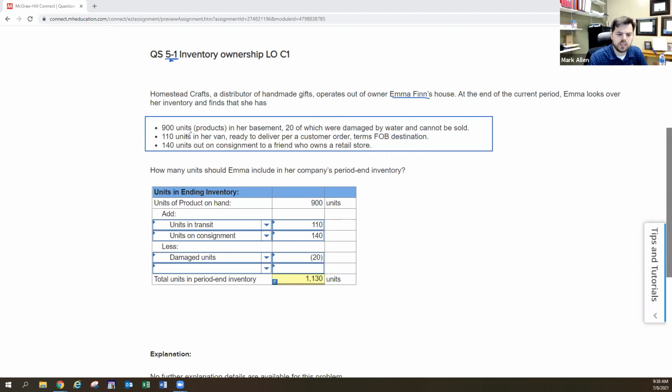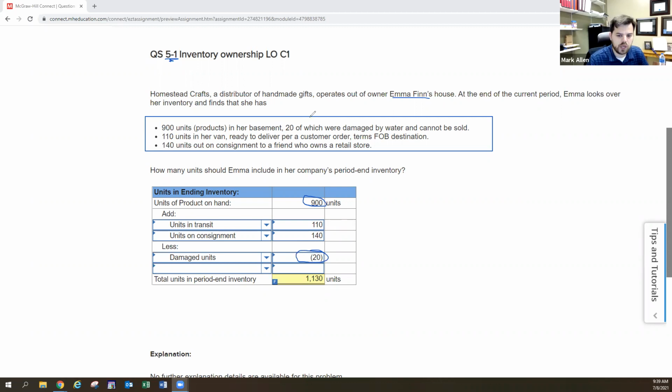So in this first one, we see that we have 900 units or products in her basement. Notice 20 of which were damaged by water and cannot be sold. So basically the way they're going to set this up for you is they're going to start with initially the full 900 units. Then you'll notice down here toward the bottom, we subtract out those damaged units. So what we're saying is, I don't really have 900 units if 20 of those can't be sold.